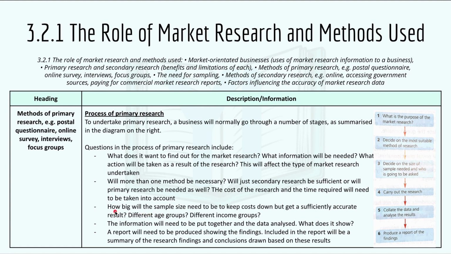Number 3, how big will the sample size need to be to keep the cost down but get a sufficiently accurate result? Different age groups or different income groups? And then we have the information that will need to be put together and the data analyzed, and we have to see what it shows. And the report will need to be produced to show the findings. Included in the report will be a summary of the research findings and conclusions drawn based on these results.